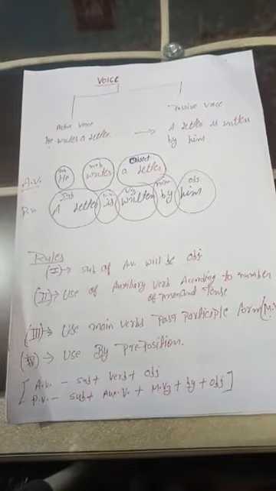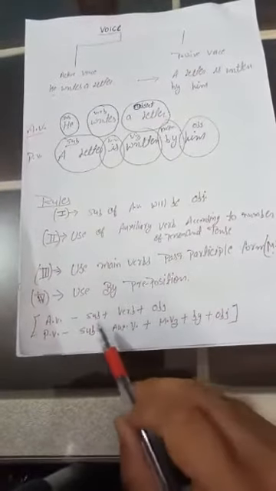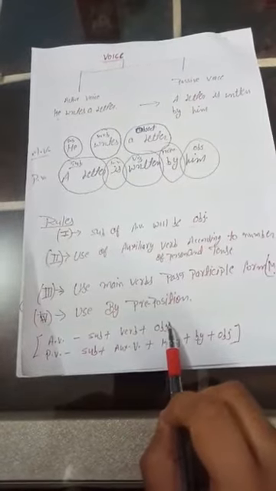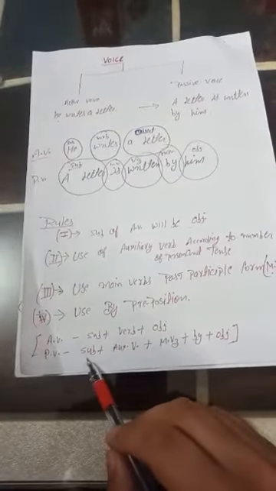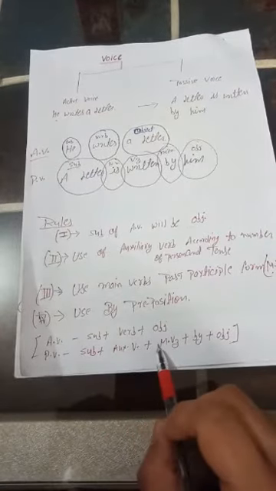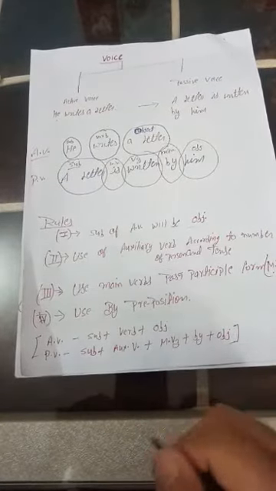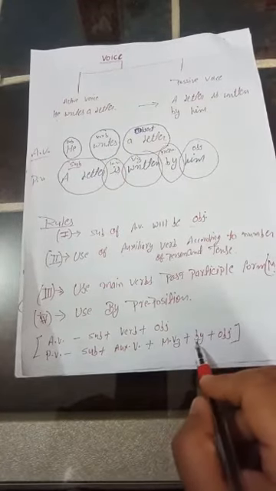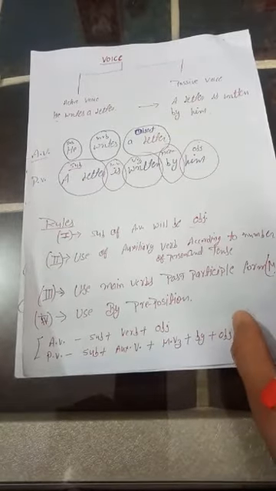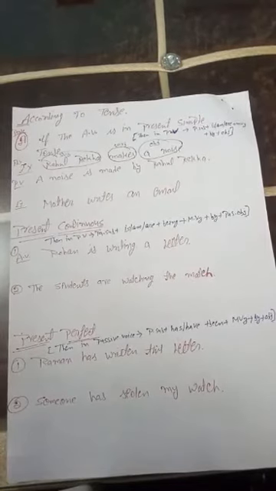Now look at the formula of the active voice and passive voice. The formula of active voice is subject plus verb plus object. When we change into passive voice, it is subject plus auxiliary verb, means helping verb, plus the main verb's third form, which is always used in passive voice, plus preposition by plus object. Now look at some examples. Change of active voice into passive voice according to the tense.